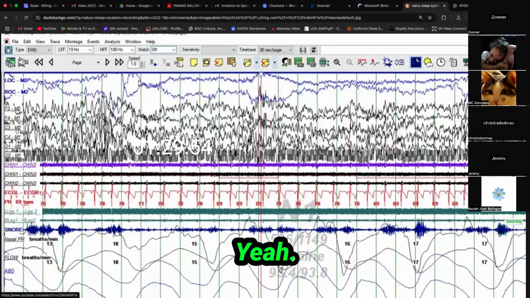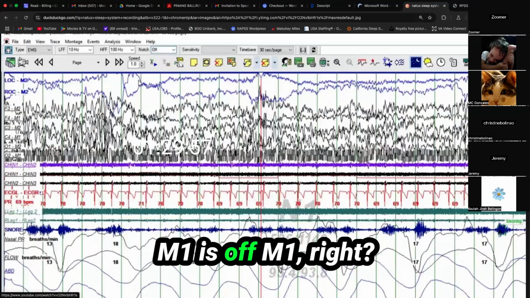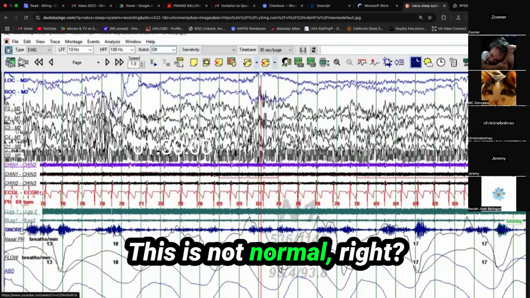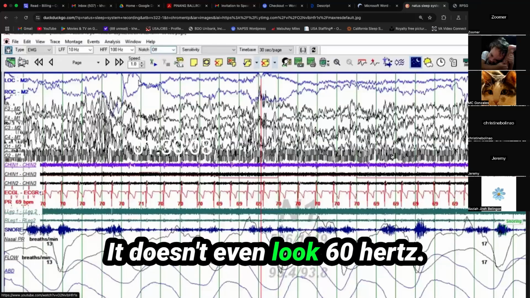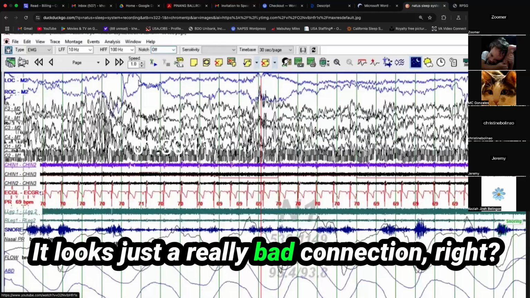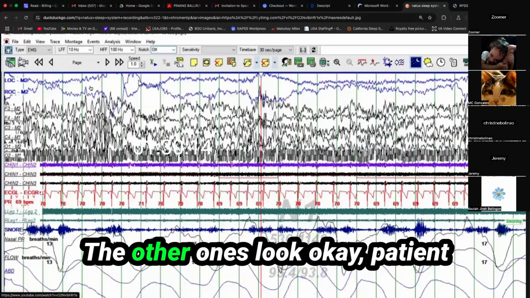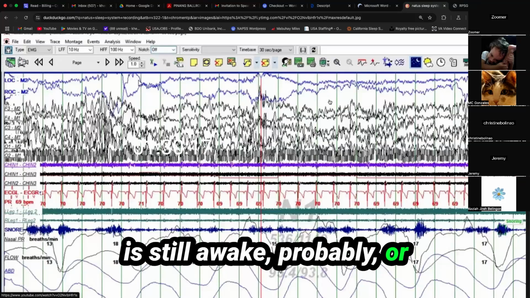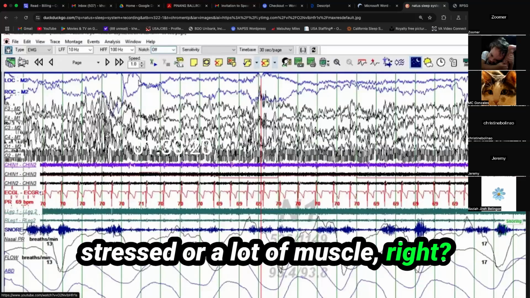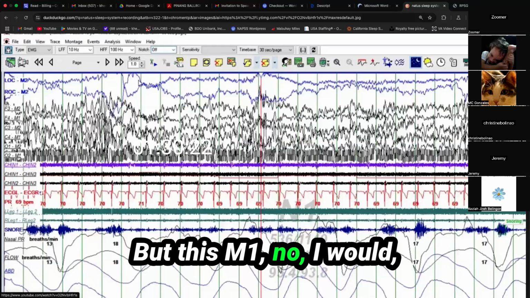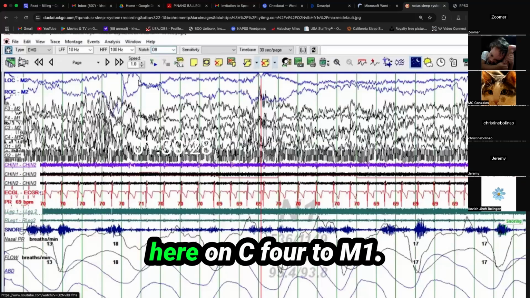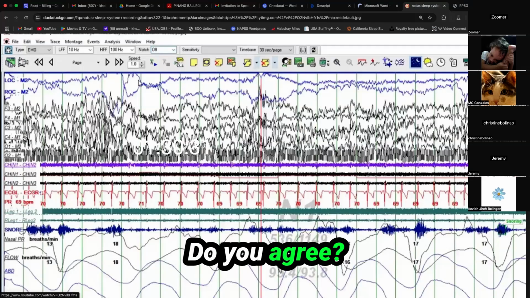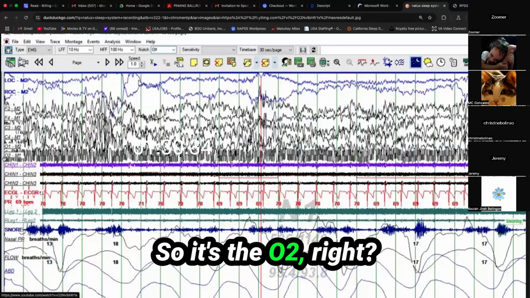What could it be? M1 is off. Say what? M1 is off. M1, right? This is not normal. This looks to me like it doesn't even look like 60 hertz. It looks like just a really bad connection. The other ones look okay. The patient is probably still awake, or stressed, or has a lot of muscle activity. But this M1, no, I won't even call it M1, because it doesn't show here on C4 to M1. Do you agree? O2? Yeah, could be the O2. So it's the O2.